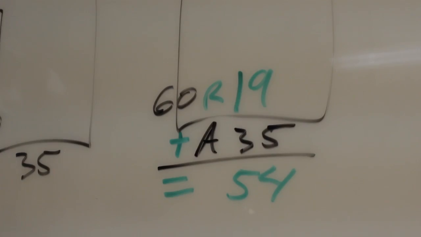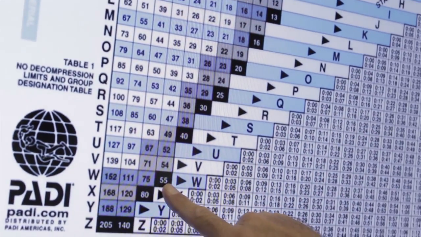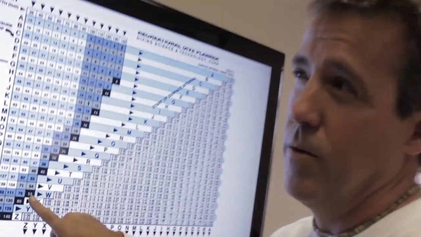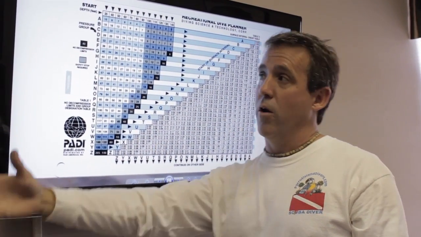We know we can make this dive because at 60 feet I'm allowed to stay down for 55 minutes. So the shortest amount of time I have to stay out of the water is 56 minutes, because I was a Q and I wanted to become an F.